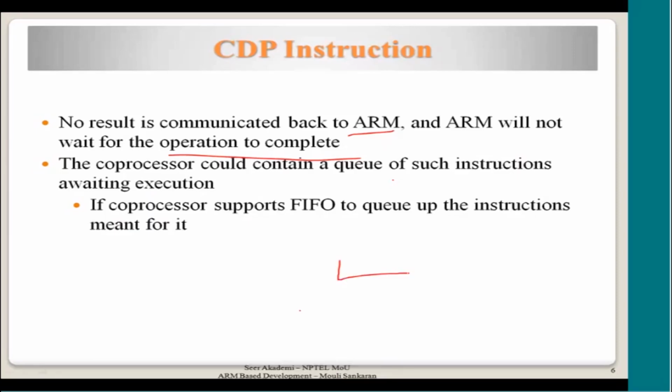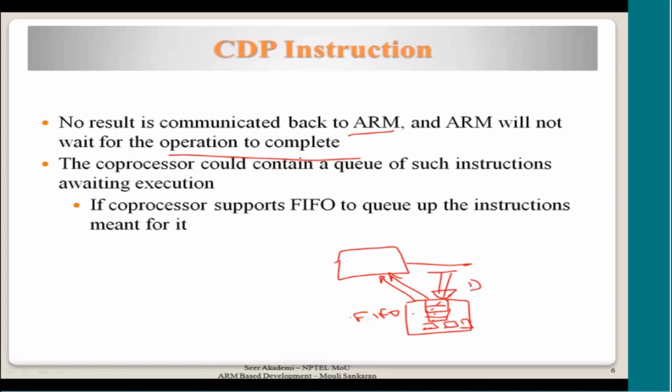So, suppose ARM is here, a coprocessor is here, and it has confirmed back saying that okay, I am taking this instruction. Now, it need not execute it immediately because it may maintain a FIFO of instructions. Whatever instructions it is reading from the data bus, it may keep in the FIFO, and then it will execute them internally. That is also quite possible.